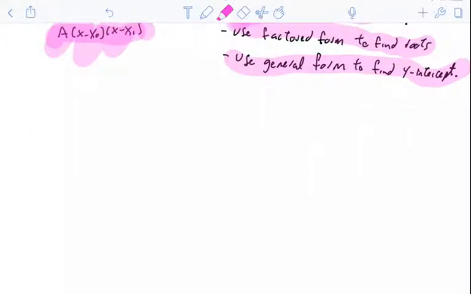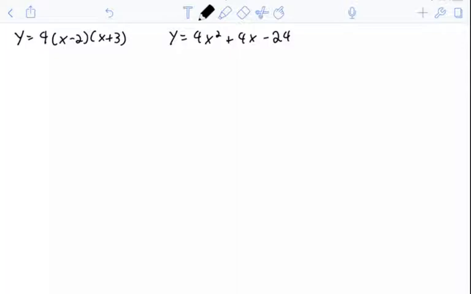So let's start with an example of what we're talking about. Dig this. Y is equal to 4 times (x minus 2) times (x plus 3). Y is equal to 4x squared plus 4x minus 24. And y is equal to 4 times (x plus 0.5) all squared, minus 25. Okay.